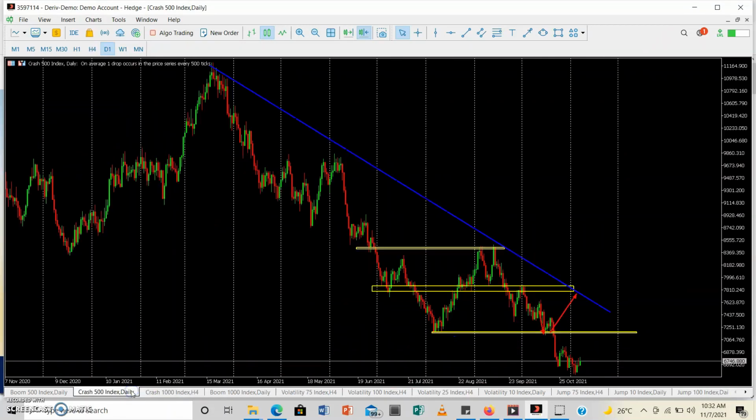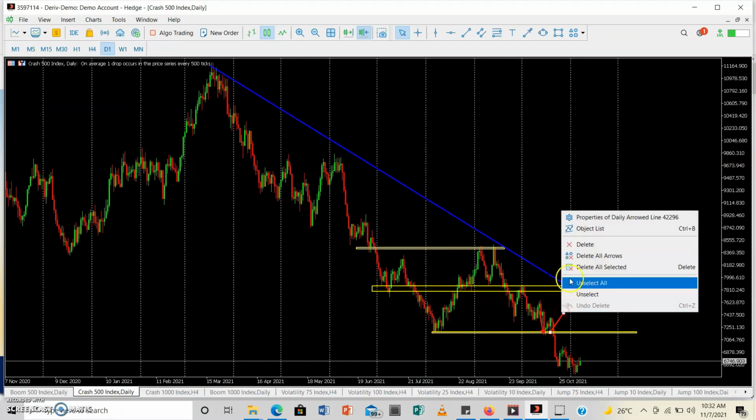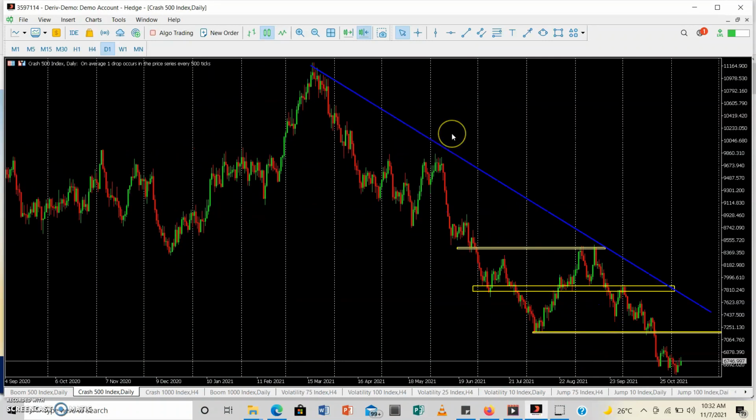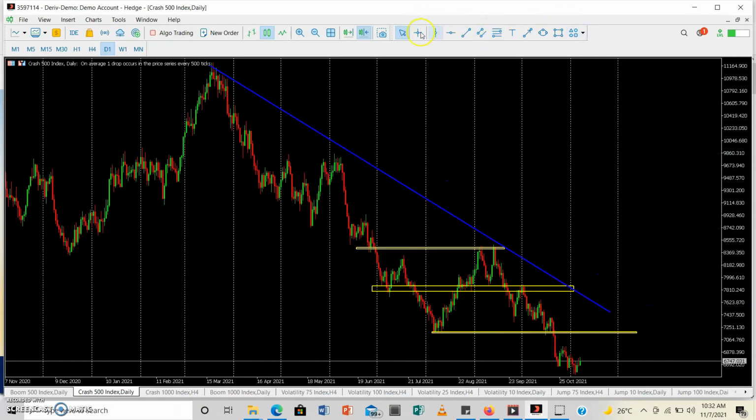Moving on to Crash 500, again, will be the daily time frame. And this is how Crash is looking at the moment. We are still in our downtrend. We haven't left, but there is now some sort of support at this level. Price seems like it's now bouncing from this level, trying to push back up. So this is what we'll be focusing on.